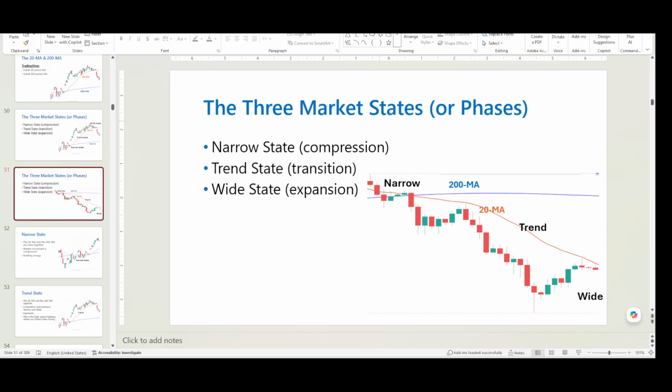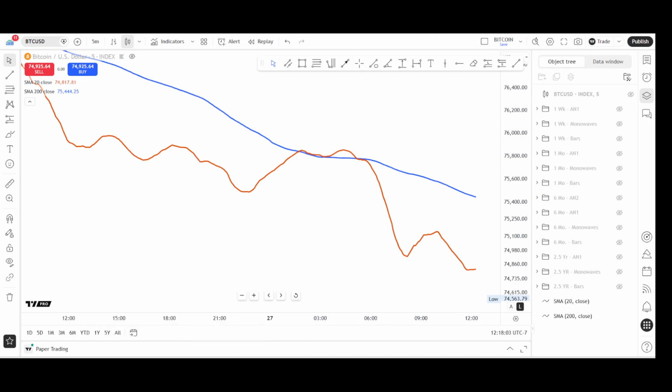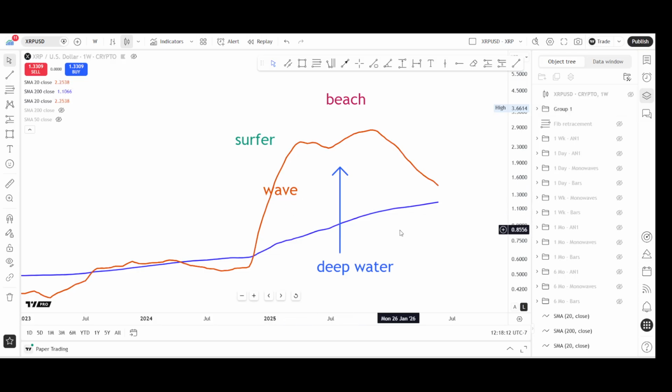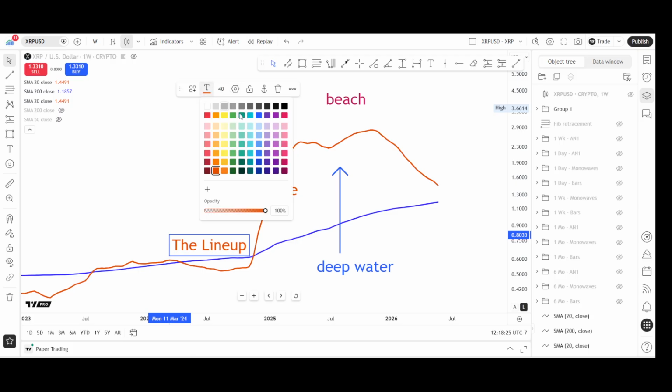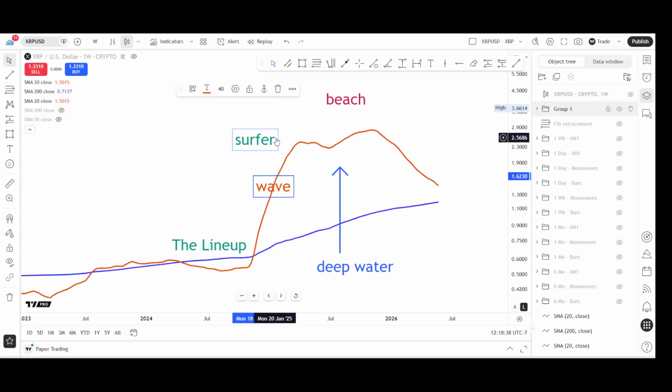That's our wide state. Now, what did we call that in our analogy? Let's go back to XRP where I'm hiding my analogy. I didn't actually have an analogy in there, but let's just add one more. This narrow state is what we call the lineup. The lineup is where the surfers sit. Let's color that something different. Let's color that green. The lineup is where the surfers sit in the narrow state, waiting for the power wave to kick off. And then they're going to surf this wave. So the lineup is where we're going to catch a wave.